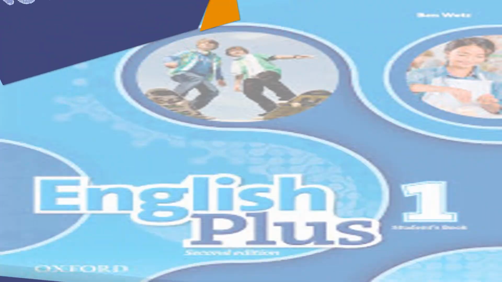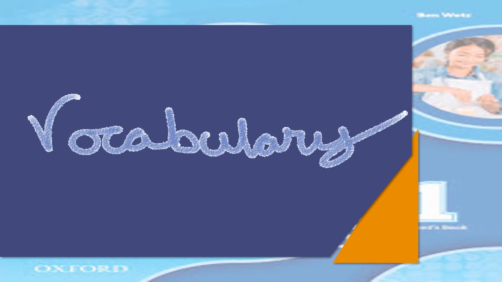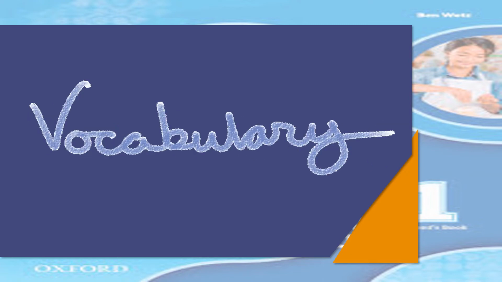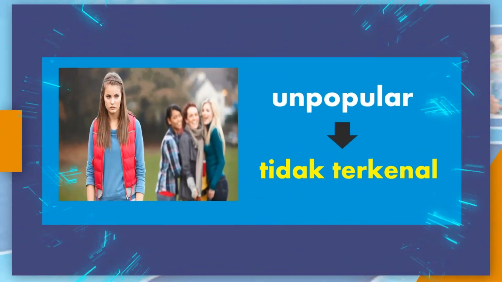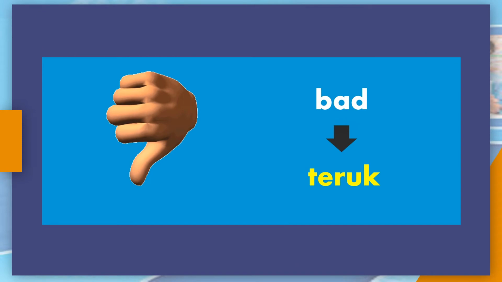Okay, next one we are going to learn about vocabulary. Every time we learn, we will always have vocabulary, new vocabulary to learn. So these are your vocabulary for this week's video. Number 1, unpopular. In Malay, the meaning is tidak terkenal. In Mandarin, in Chinese, these are the meaning. Next one, we have bad, or in Malay, teruk, or in Mandarin, this one.